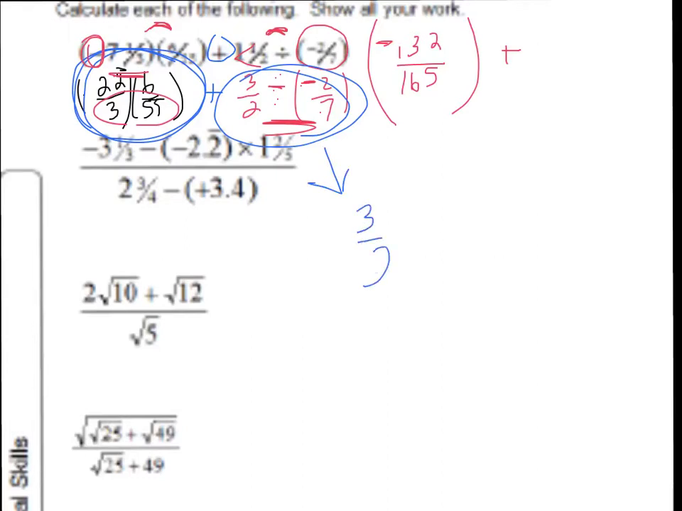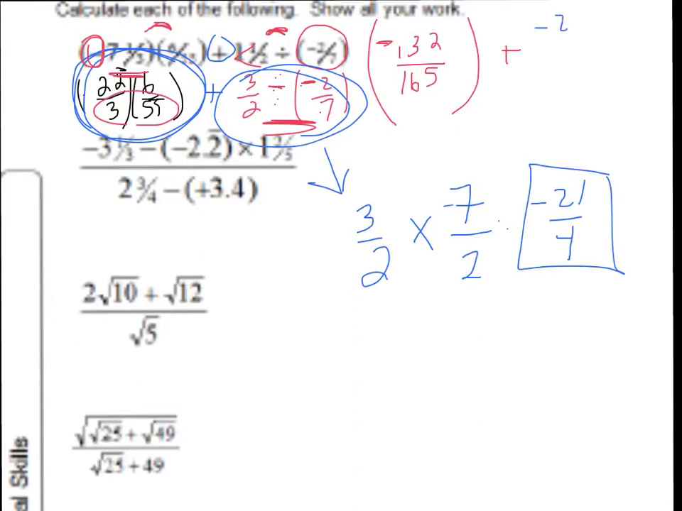This is 3 over 2. I'm going to multiply and reciprocate. Okay? This is going to give me negative 21 over 4. Now that goes back up to here, negative 21 over 4.